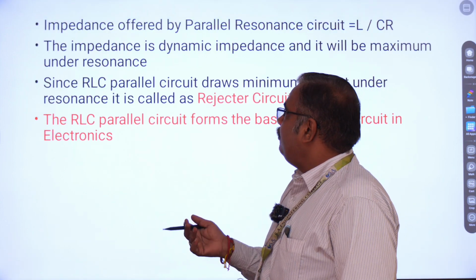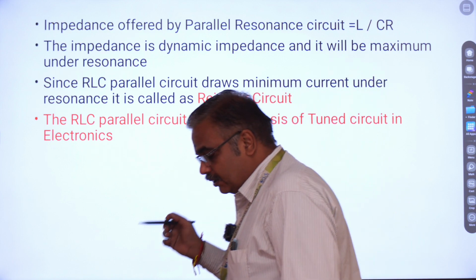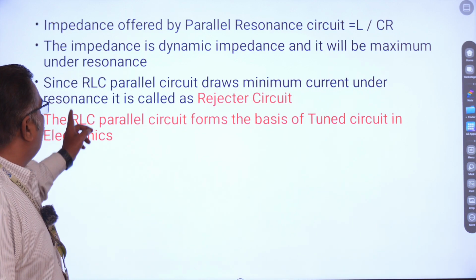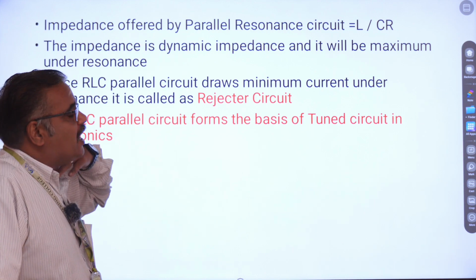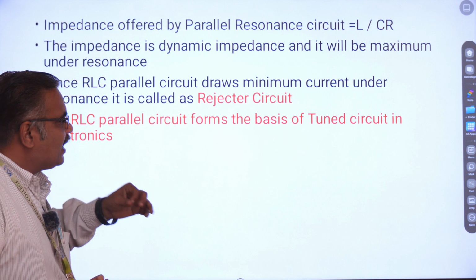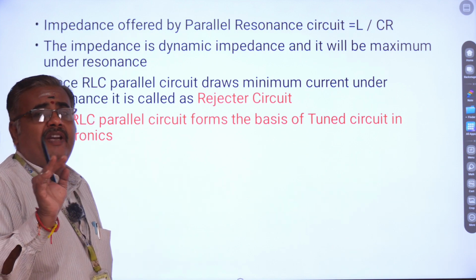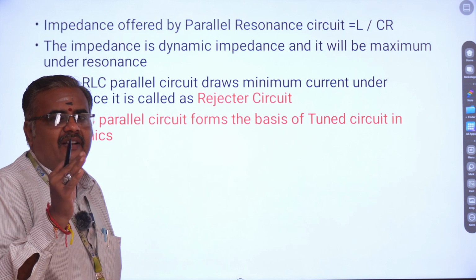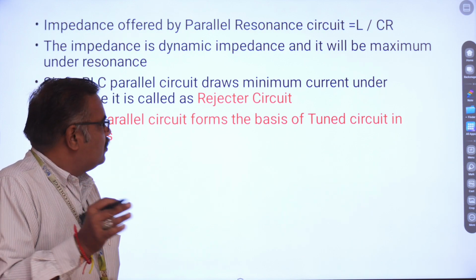Next, when we talk about the impedance, the impedance for this circuit will be given by L divided by CR. It is the dynamic impedance and it will be maximum under resonance. The impedance will be maximum. For a series circuit, the impedance will not be maximum. Impedance will be equal to the resistance value, which will be negating the reactances.